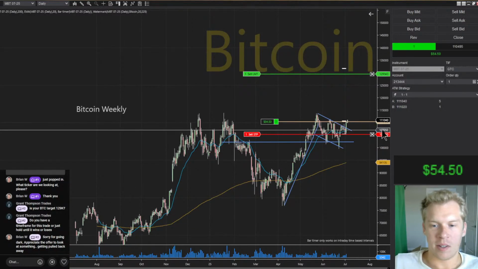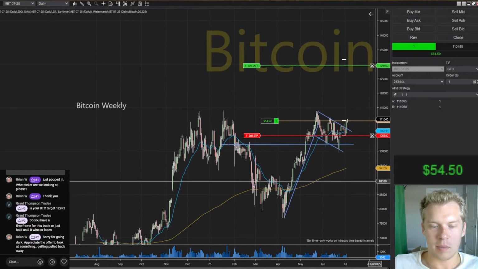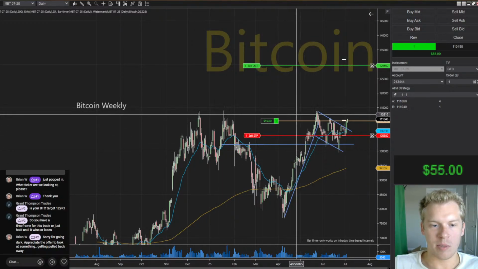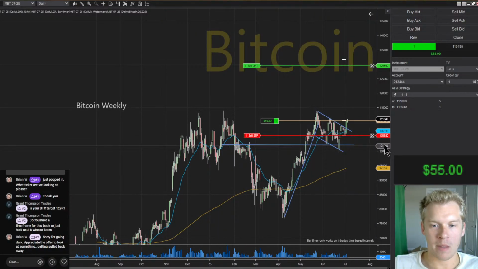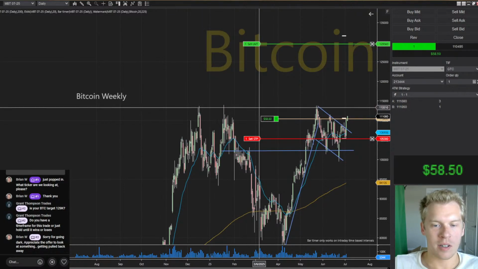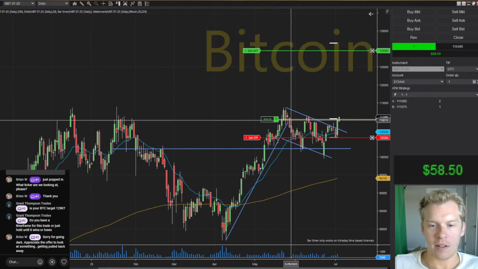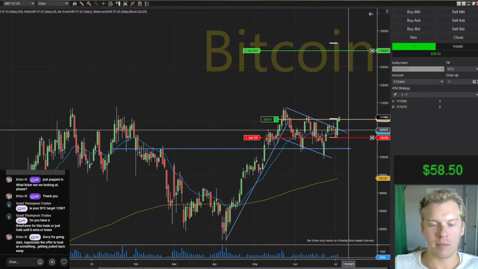Bitcoin, it's at an inflection point, right? We're at a series of these previous highs through here, a triple top. We're also breaking out of this bull flag.